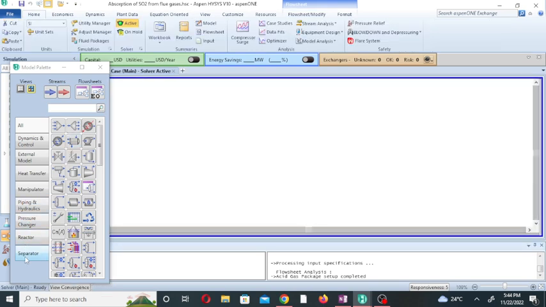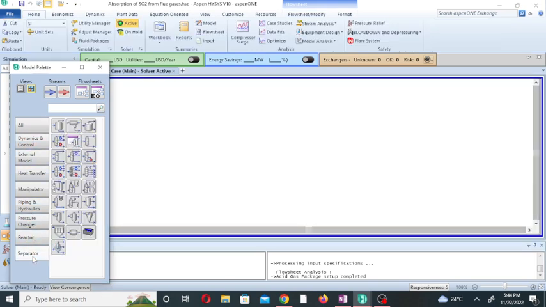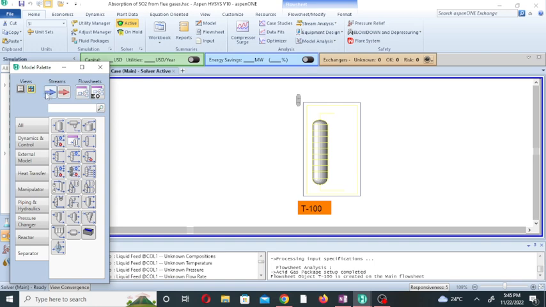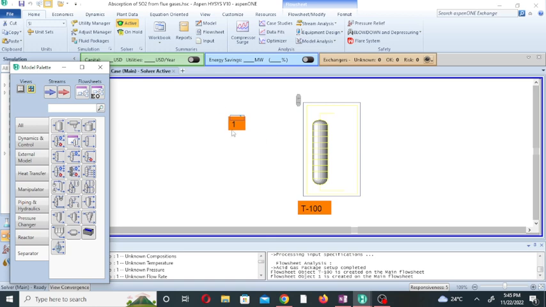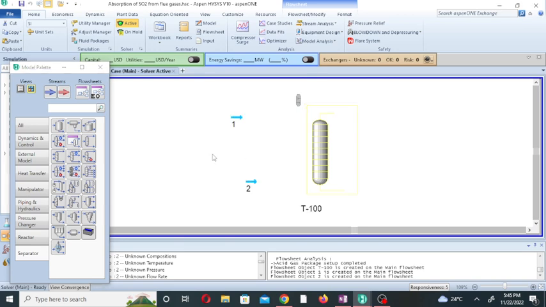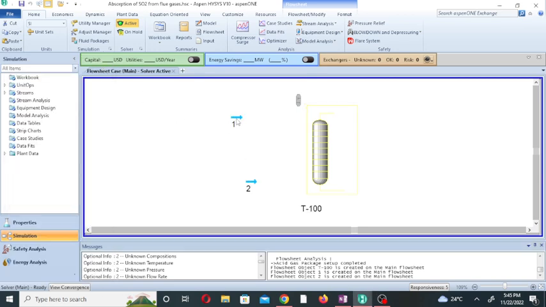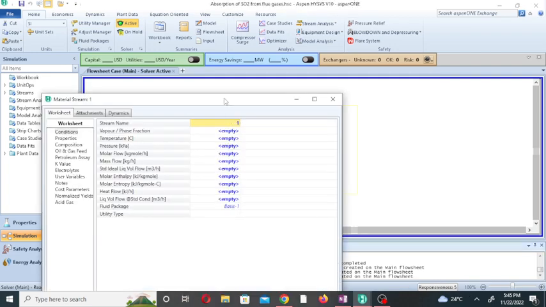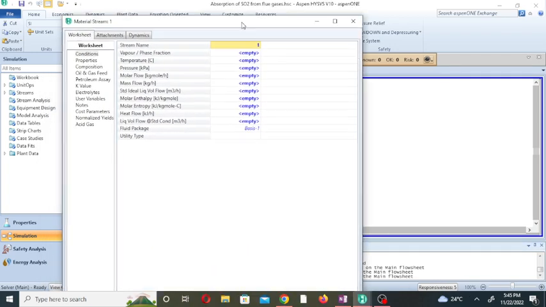In the simulation environment, we will come to the separator, because the absorption column is a separator. This is the absorber, and it has two inlets and two outlets. Click on it and drag it to the simulation environment. Now add two material streams, one for the solution and the other for the flue gases. Now close this environment and click on the solution, which is the methyl diethanol amine solution.